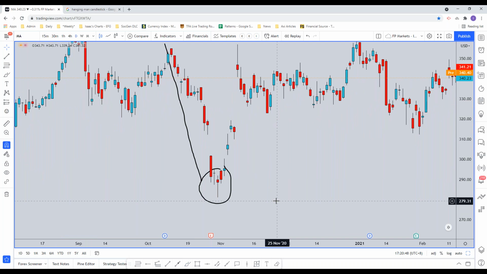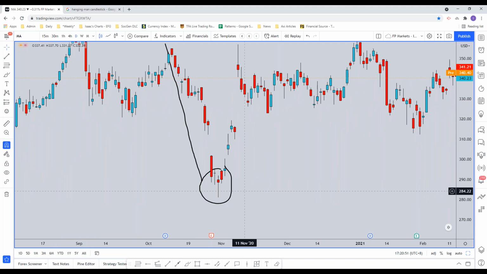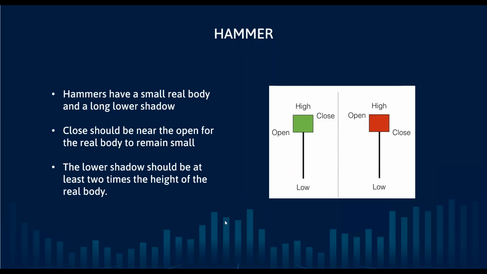Okay, this for me is still acceptable as a hammer. Why? Because going back to the theoretical definition, the shadow should be at least 2 times the height of the real body, and the close, ideally, is near the open. It just doesn't happen right at the top of the candlestick. It happens slightly below the top.